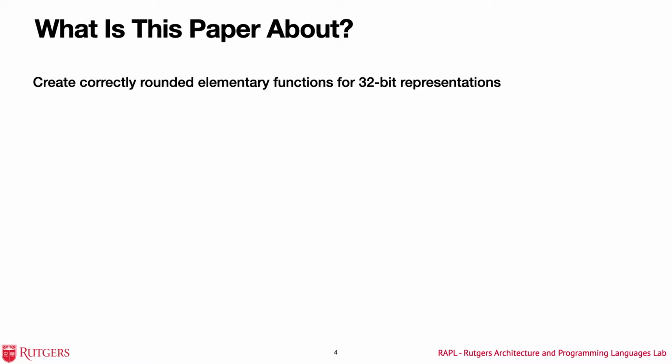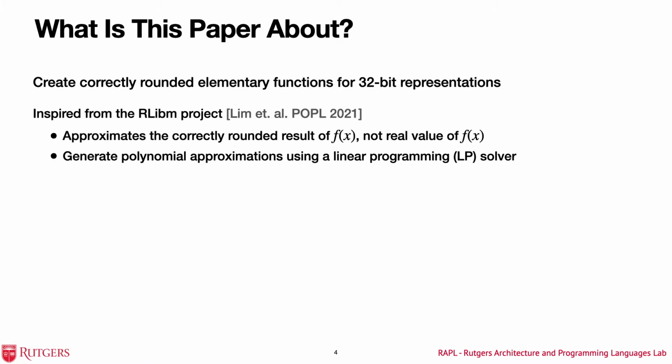So the goal of our work is to generate approximations of elementary functions for 32-bit representations that produce correctly rounded results for all inputs. In the context of the RLibM project, our prior work, we have been making a case for approximating the correctly rounded results rather than trying to approximate the real value of the elementary functions. And if you do that, you can use linear programming to generate polynomial approximations. To make this applicable for 32-bit representations, we make three contributions.